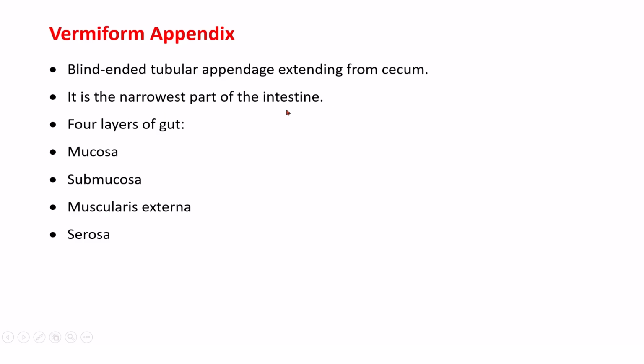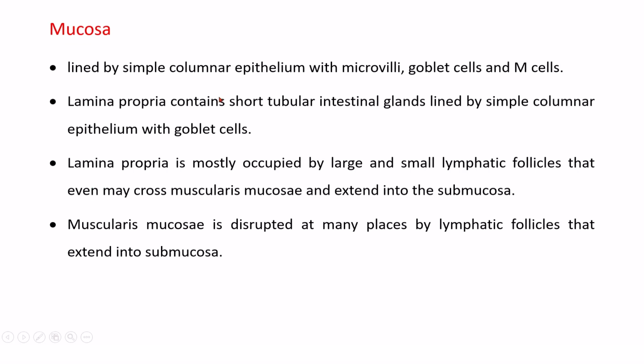It is the narrowest part of the intestine. Again, this also has four layers: mucosa, submucosa, muscularis externa, and serosa. Mucosa is lined with simple columnar epithelium with microvilli, goblet cells, and M cells. Lamina propria contains short tubular intestinal glands lined with simple columnar epithelium with goblet cells.